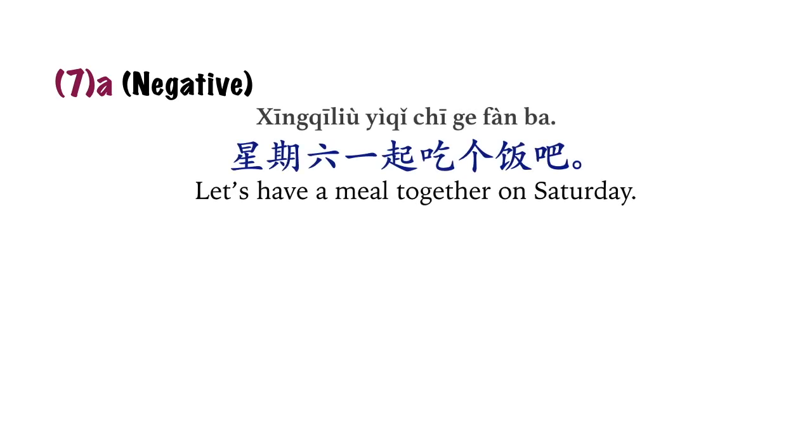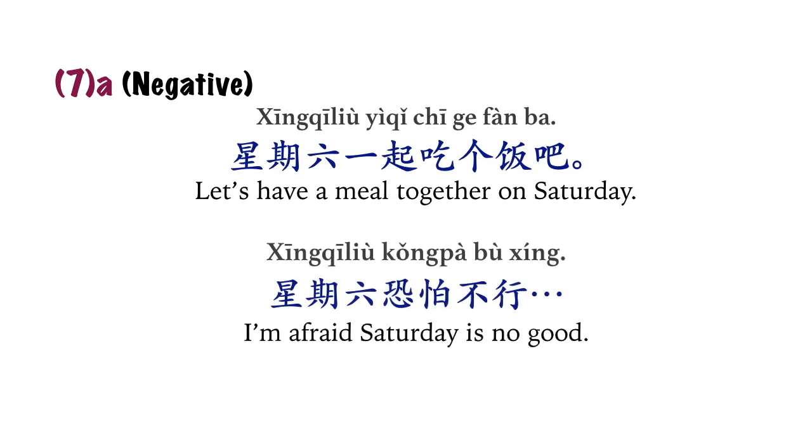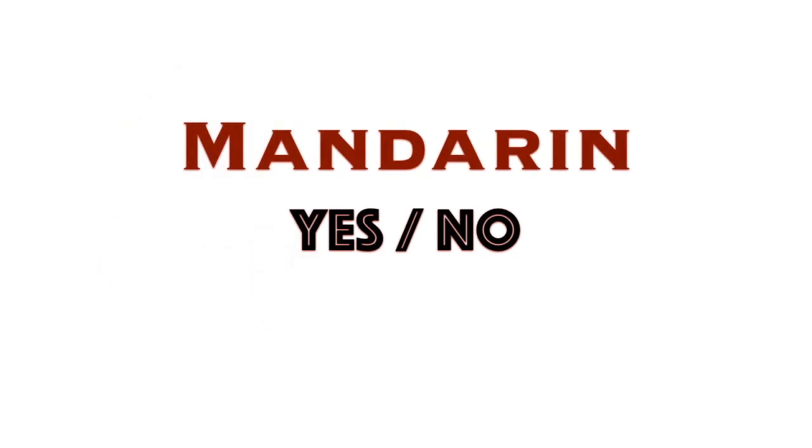星期六一起吃个饭吧。星期六恐怕不行。This is similar to the last scenario. Avoid saying only 不行. Always be aware, context is key in Chinese. The above is just a simple summary of the most common ways of saying yes and no. Remember, there is more to it.